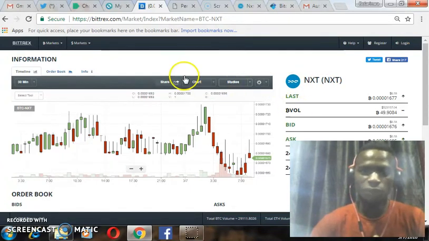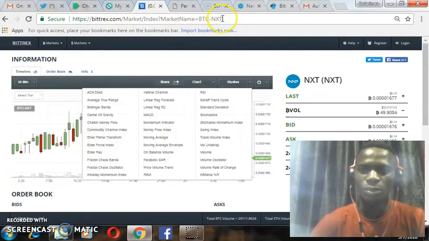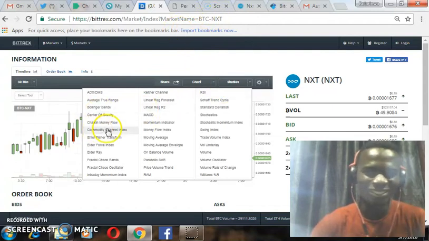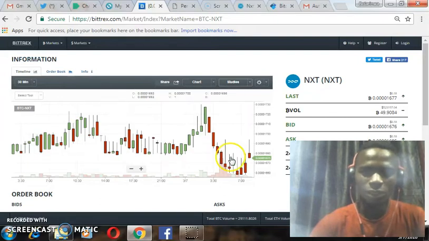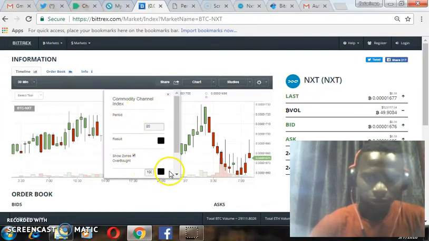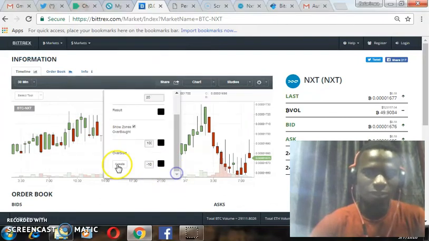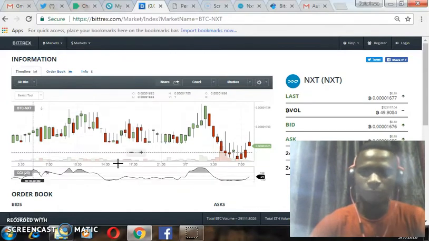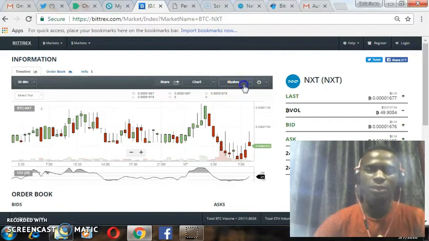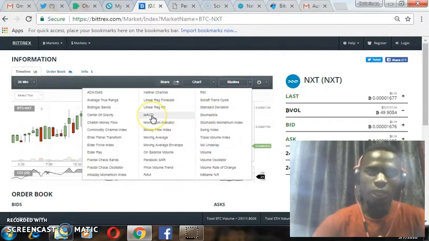Now, the first thing you have to do is to log in on your Bitres account, and the coin I'll be looking at is NST. They call it Nest, I don't know. So the first indicator is the Commodity Channel Index, CCI. You click on it, then come down, then you create. After creating, you go back to studies.